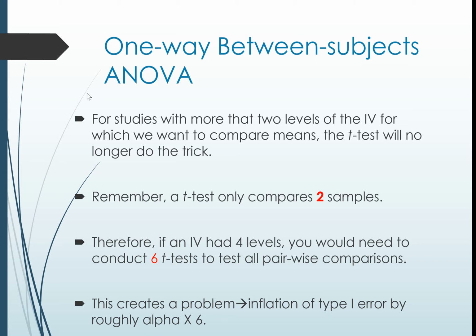You might think, well, we could just do a bunch of t-tests, but that does create a problem because that would inflate the type 1 error. So the more tests that you do in a research study, the greater the likelihood of making at least one type 1 error. If we were comparing an independent variable that had 4 levels, you would need to do 6 t-tests to get all pairwise comparisons, and that would inflate the type 1 error.